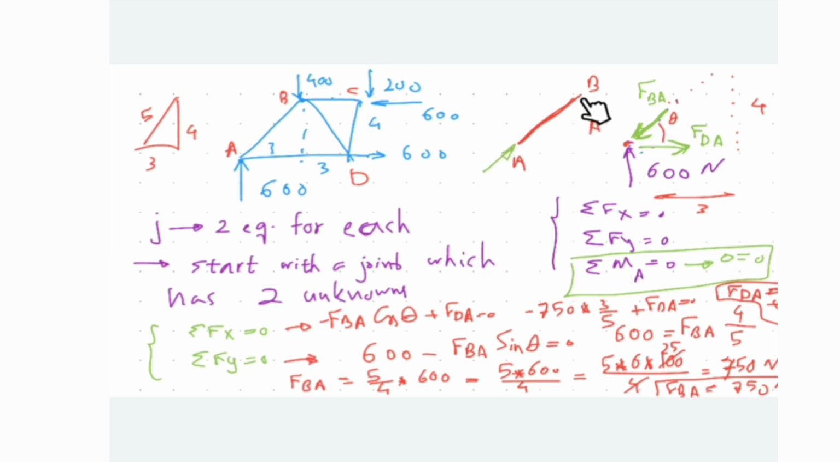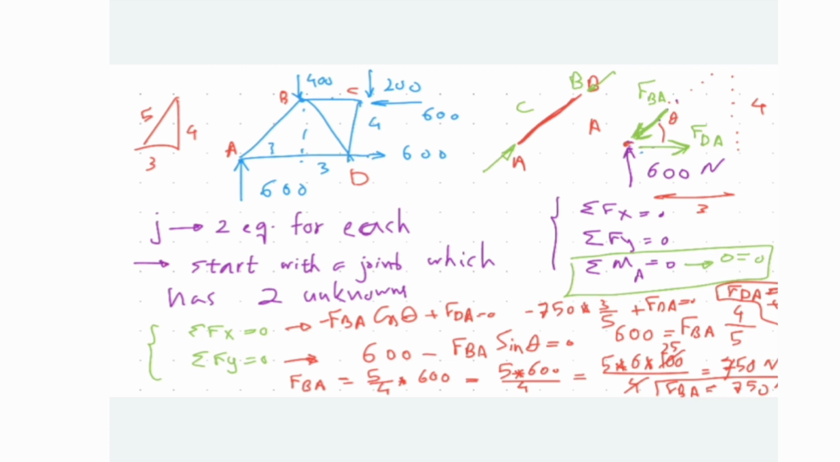Okay, right now this guy is starting moving this way. For preventing that motion, you need to put a force like this at point B, meaning that AB is under compression. Then FBA is 750, and that will be compression.